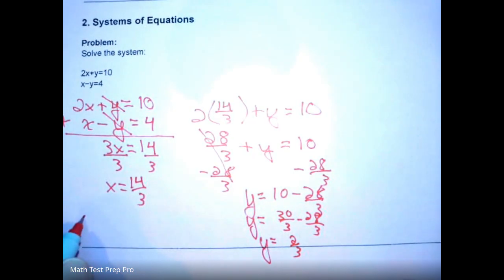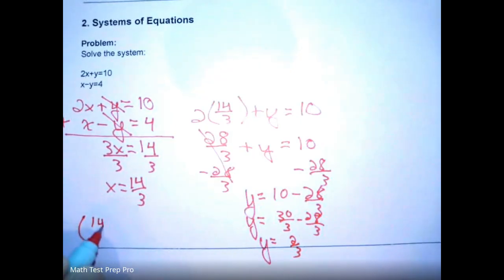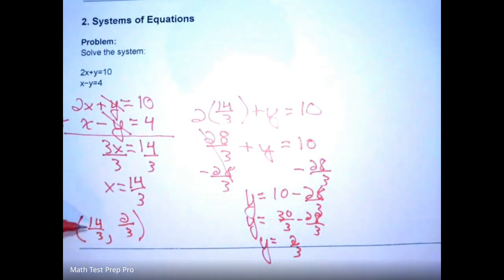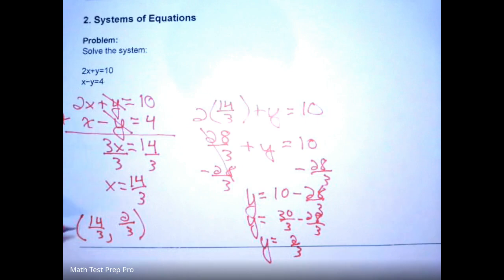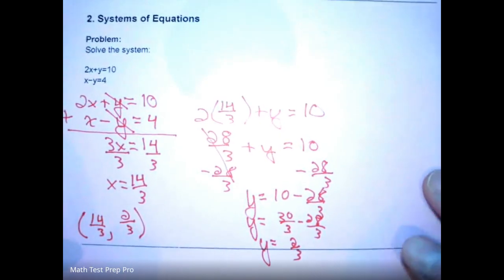14 over 3 and 2/3. All right, so back to what I originally said. When you graph out these two lines, the point at which they'll cross is going to be x coordinate 14 over 3, y coordinate 2/3. All right, let's go to the next problem.